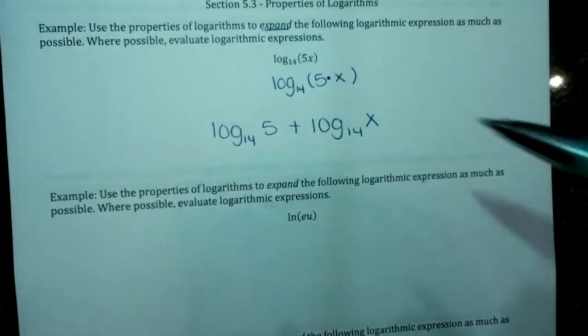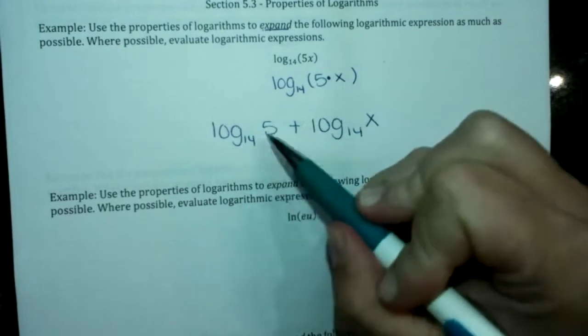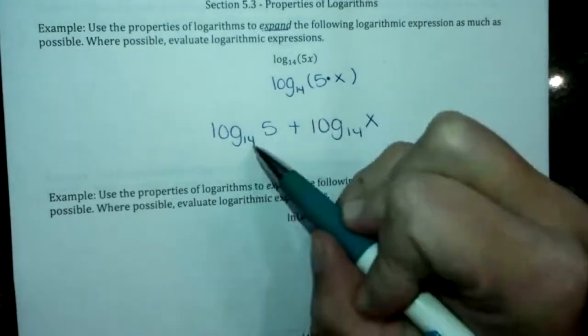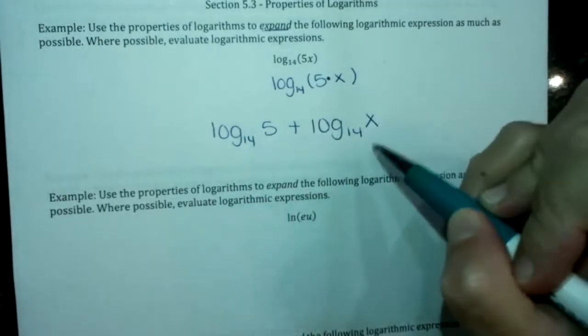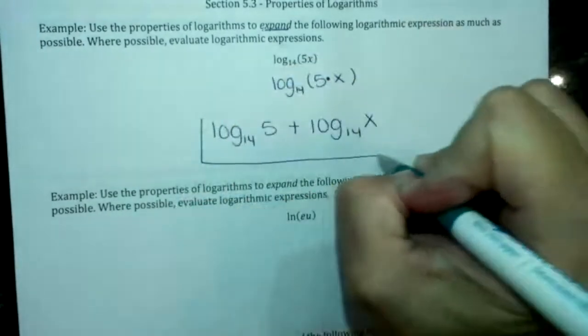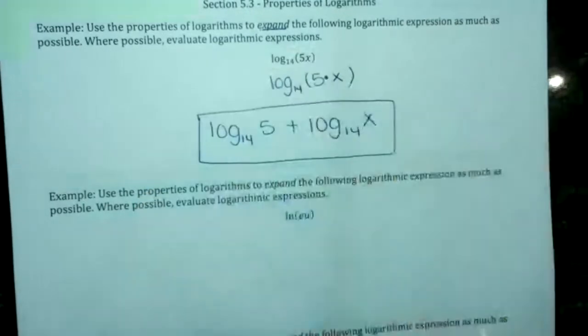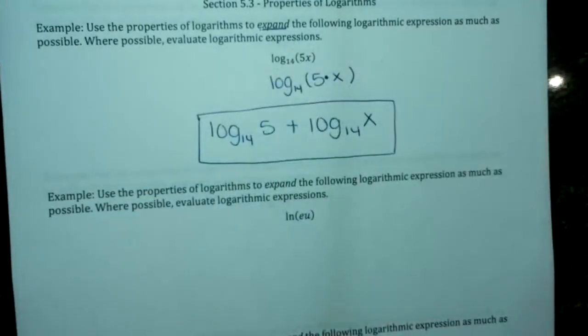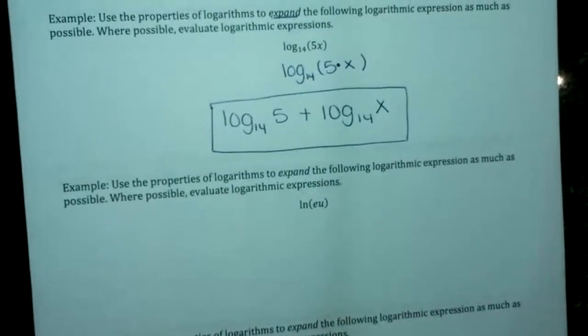It says evaluate where possible. So if I can make the bases the same, then I could evaluate. But I can't make 14 and 5 the same. I obviously can't make 14 and x the same. So this is our final answer. Log base 14 of 5 plus log base 14 of x. All right, let's do another one.